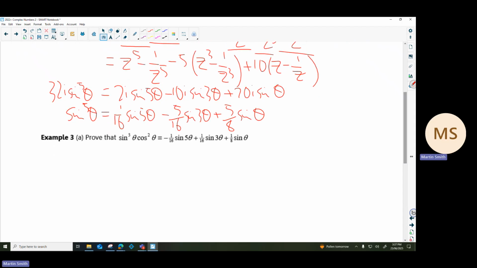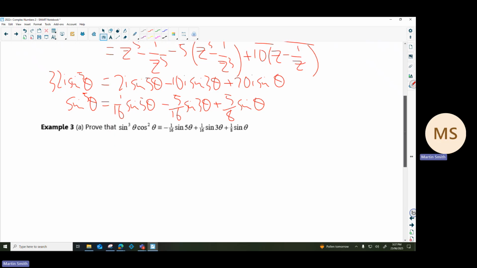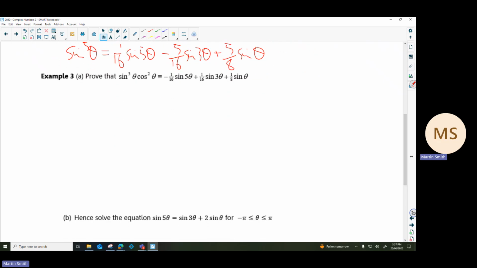Now, this method can also be used to prove mathematically useful formulae. It can't really give nice, useful formulas for things like tan to the power n theta, but it can give mathematically useful formulas for expressions of the form a power of sine times a power of cos. So I want to use the method I've done today to prove this formula for sine cubed times cos squared theta. And then we're going to use that to solve a certain trig equation afterwards.